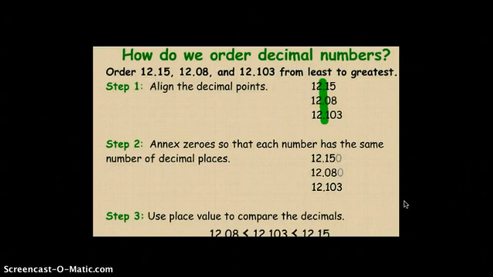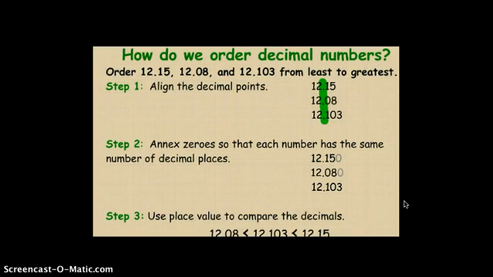Well, now you can find your least is 12 and 8 hundredths. Then you can go to the next place value, 5 and 0. And 0 is less than 5. So 12 and 103 thousandths is the next one. And the greatest one is 12 and 15 hundredths.